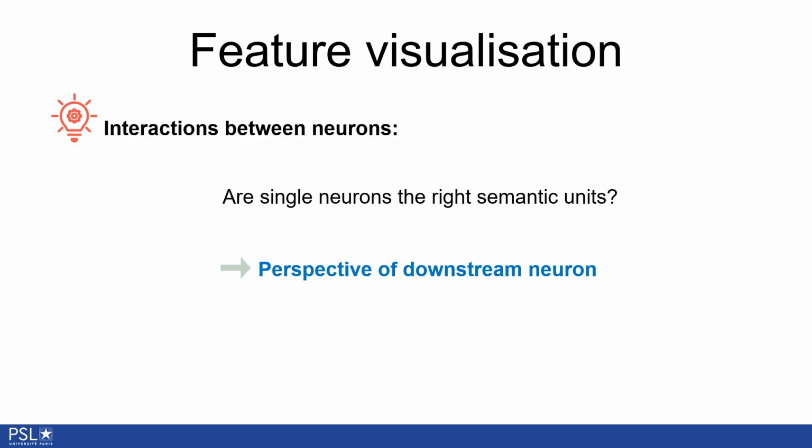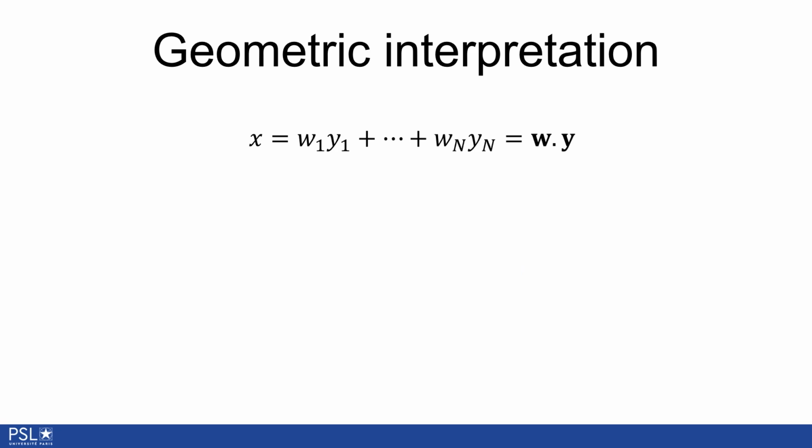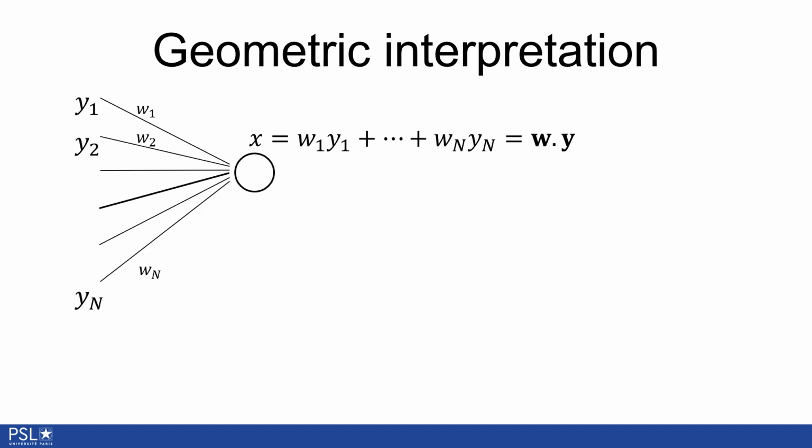The next challenge are interactions between neurons. Feature visualization looks for preferred stimuli of individual neurons, but an important question is whether single neurons are the right semantic units. To address this question, a useful approach is to adopt the perspective of a downstream neuron. This downstream neuron receives inputs from neurons in the previous layer, multiplies them by synaptic weights, and sums them. So the total input to a downstream neuron can be written as a scalar product between a vector of synaptic weights, W, and a vector of inputs, Y.